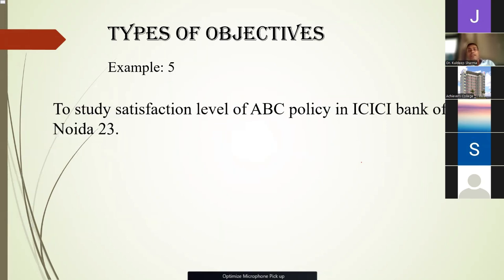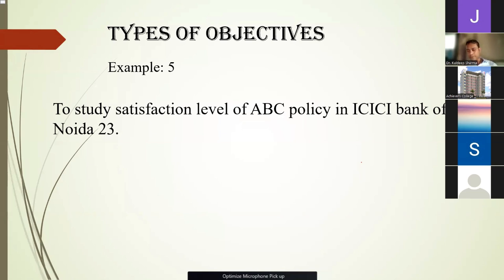Coming to example number 5, I have lots of examples. I will give you all types of examples covering univariate, bivariate, multivariate. Yes, to study satisfaction level of ABC policy in ICICI Bank of Noida 23 branch. So we have seen two univariate examples and two bivariate examples of objectives. Now this is the fifth one.